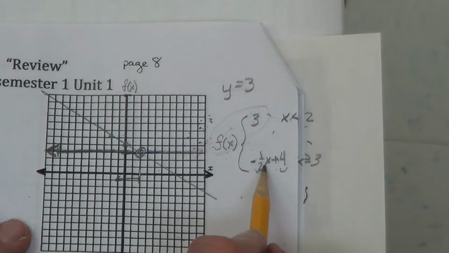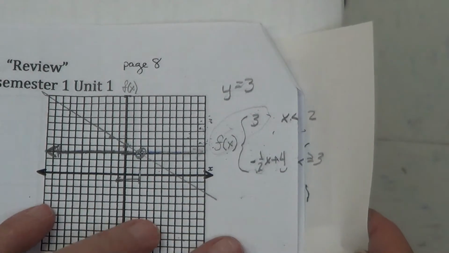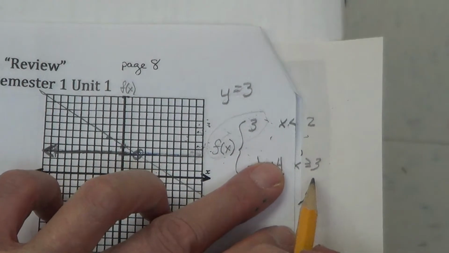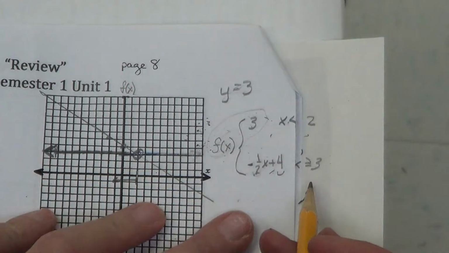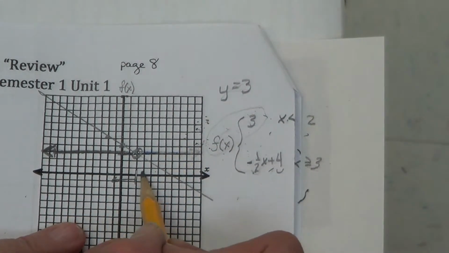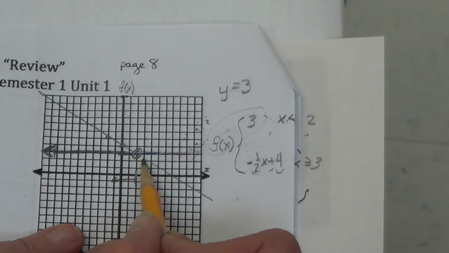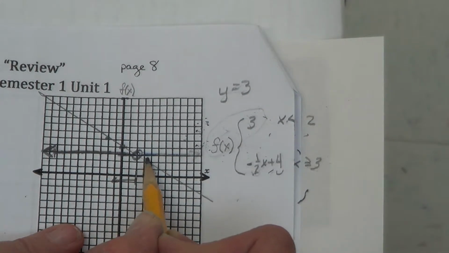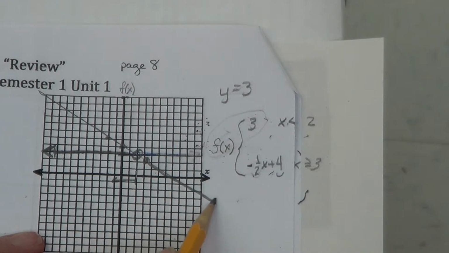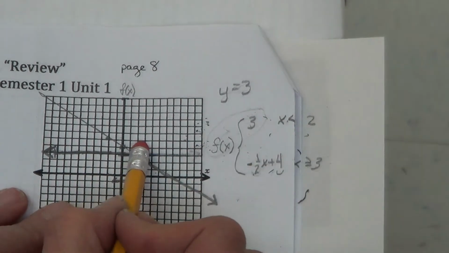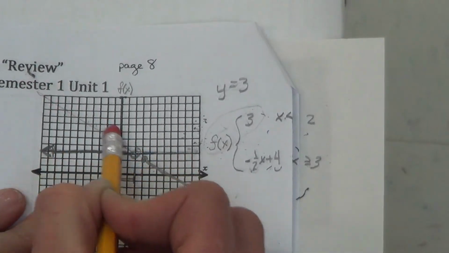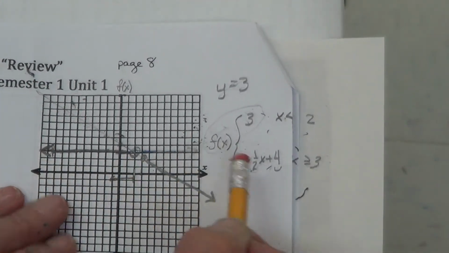The next one says negative 1/2 x plus 4 when x is greater than 3. Now I do say that it can be equal to it. So now we go out to 3 on the x-axis. We come up to that line and we put a solid circle, and it can be greater than, so we darken that line. We erase everything before it. And that's piecewise graphing.